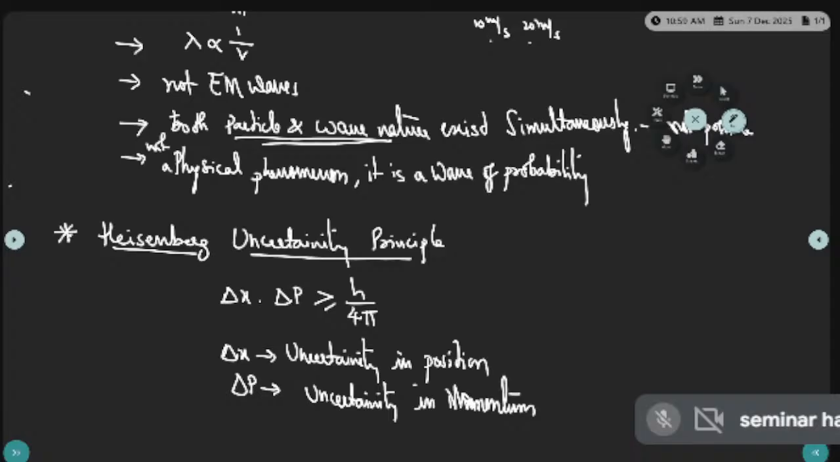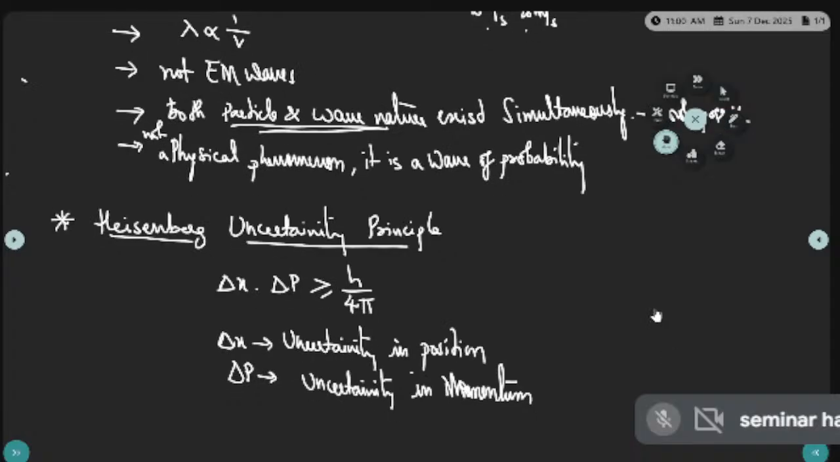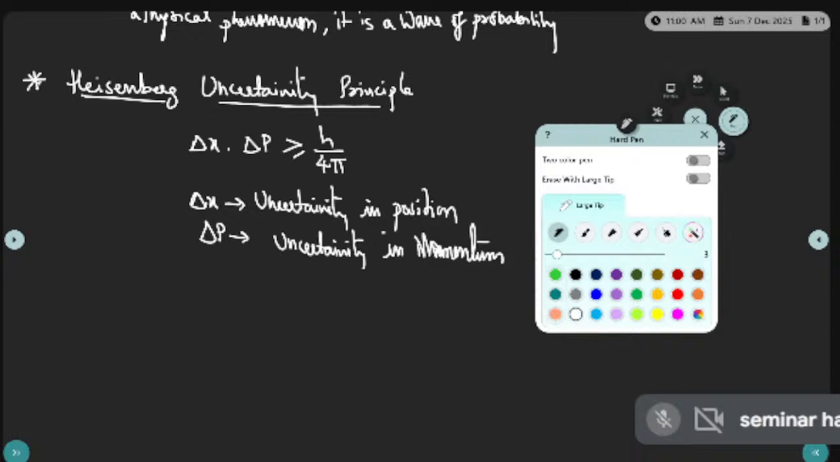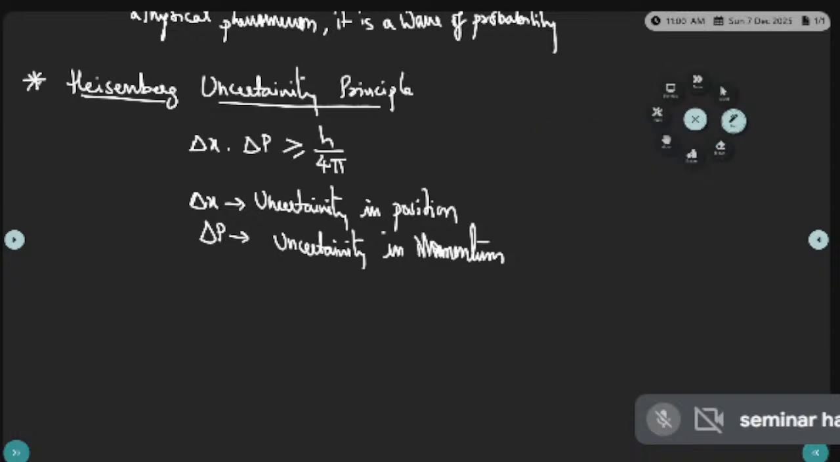Delta x is the uncertainty in position, and delta p is the uncertainty in momentum. So what is the Heisenberg uncertainty? It is impossible to know or define both the position and momentum of a particle simultaneously. This is the principle proposed by Heisenberg.